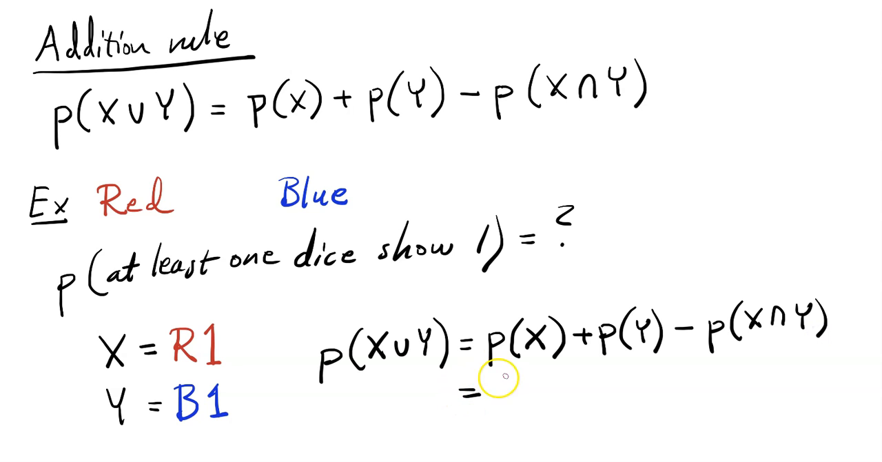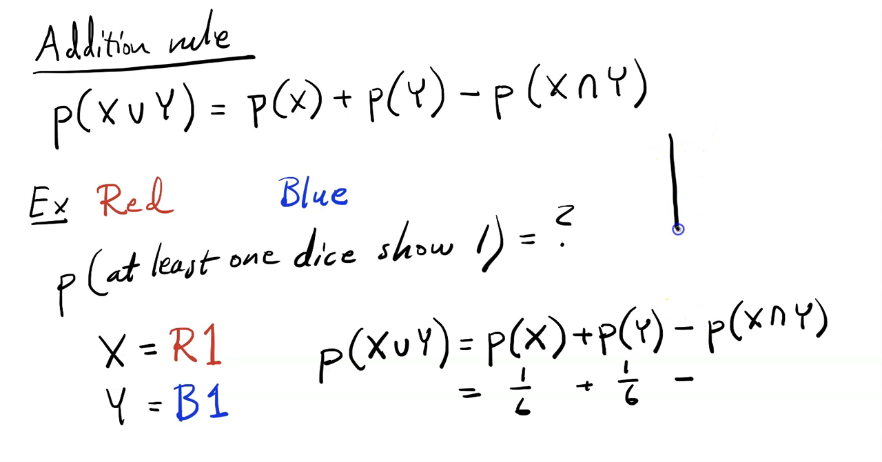Okay, so what's the probability for that? The probability that the red die shows a 1, that's 1 chance in 6, of course. Every side is as likely, so 1 in 6 for this. What's the probability that we'll have a blue 1? There's also 1 in 6. But then we have to take away the probability that both of them show a 1. So what's the probability that both of them show 1?